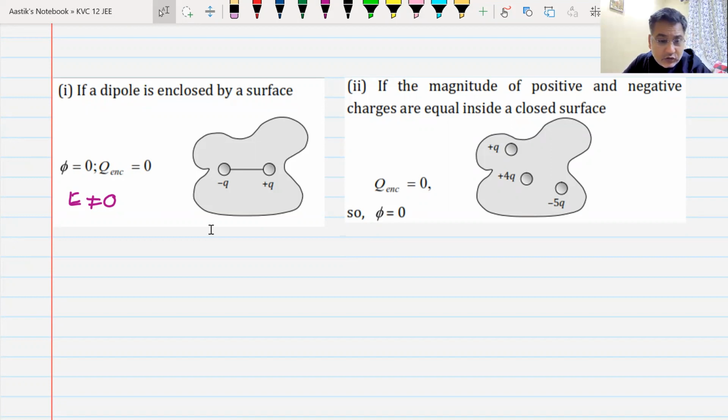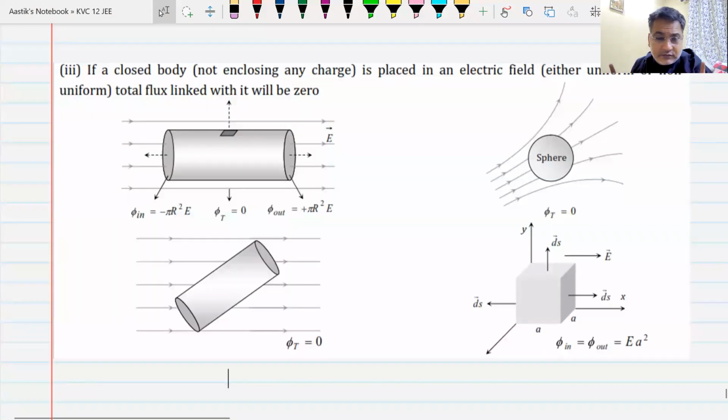Now, if you have a closed surface placed inside an electric field, it may be a uniform electric field, it may be a non-uniform electric field.